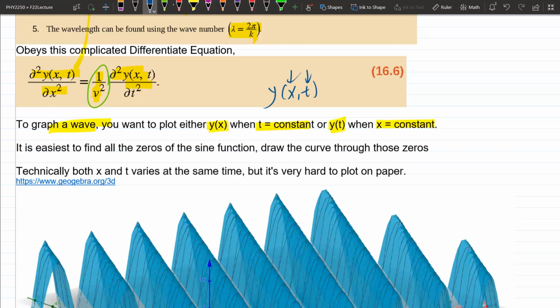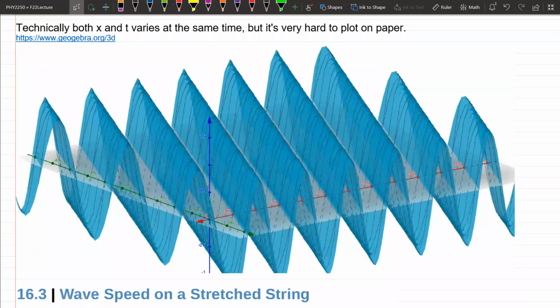On a piece of paper, you typically just plot one, but on the computer, you can see both at the same time. It gets a little bit hard to interpret. So this is a website called GeoGebra. Okay, so actually it's like either a geography place or a geology.